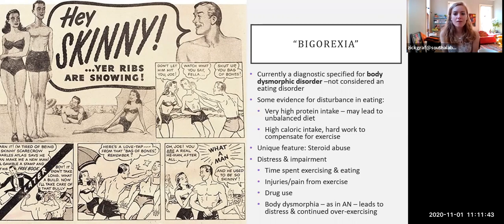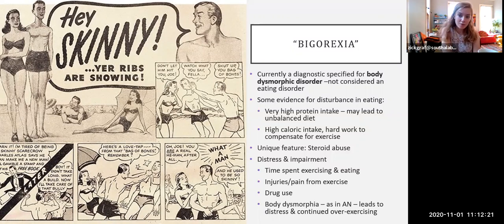People who are trying to build muscle have to eat a lot of protein, but people who are pathologically pursuing extreme muscularity at the expense of everything else eat a lot of protein, and this may lead to an imbalanced diet. Eating a lot of protein is also hard on your kidneys, and many people with this presentation engage in other eating behaviors that can be dangerous, like having a really, really high caloric intake. So although people with this disorder aren't trying to lose weight, they're not trying to be thinner, they're actually trying to gain weight and be bigger. They're trying to gain muscle specifically.